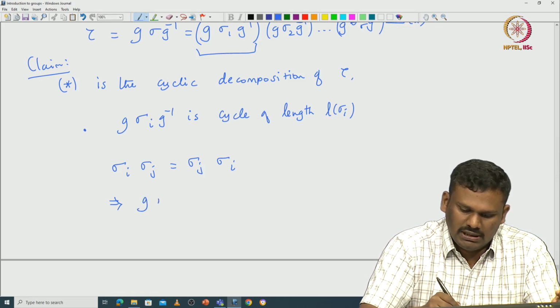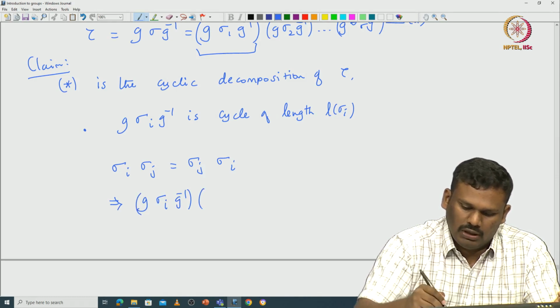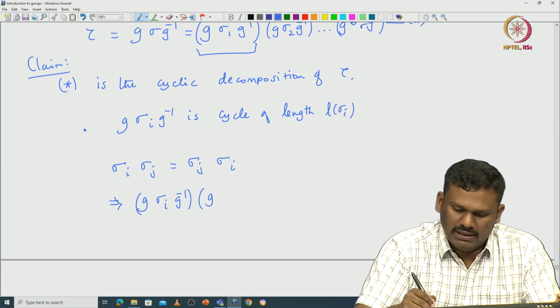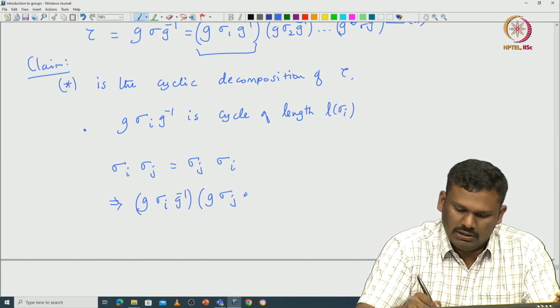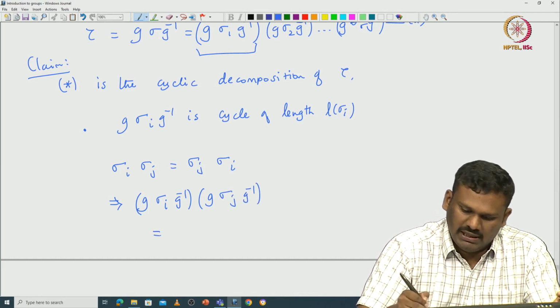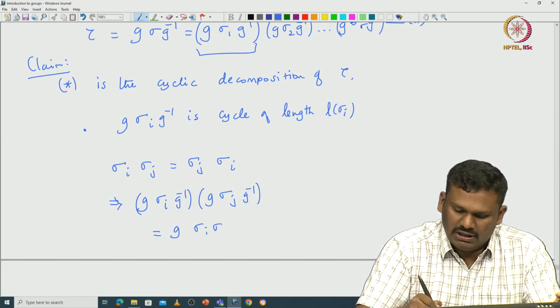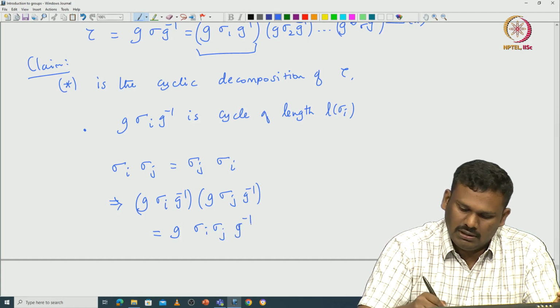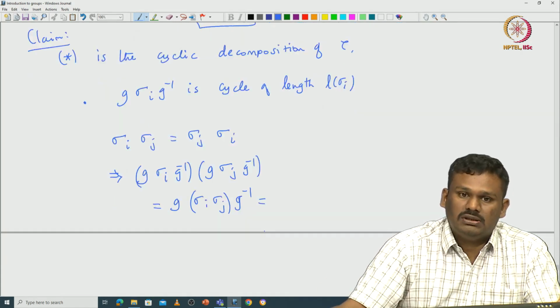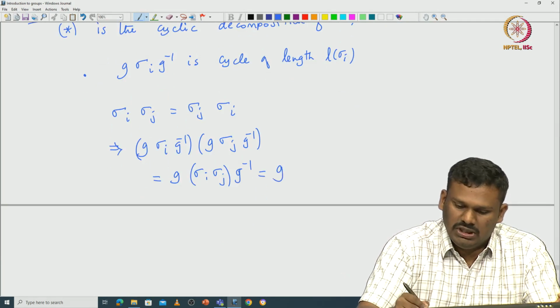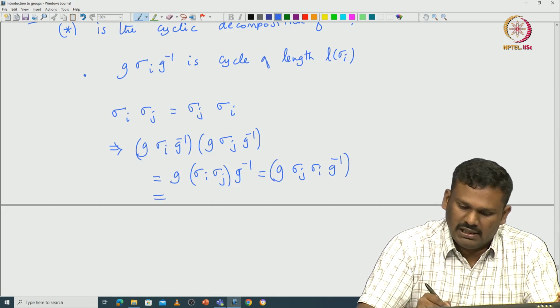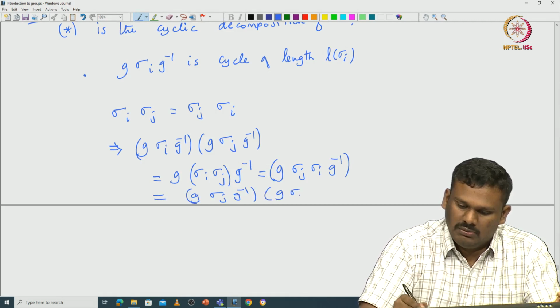g sigma i g inverse also commute. So, if you calculate g sigma i g inverse times g sigma j g inverse, you can see that this is exactly equal to g sigma i sigma j g inverse. Now, sigma i sigma j equal to sigma j sigma i forces that this is g sigma j sigma i g inverse, which is exactly equal to g sigma j g inverse times g sigma i g inverse.